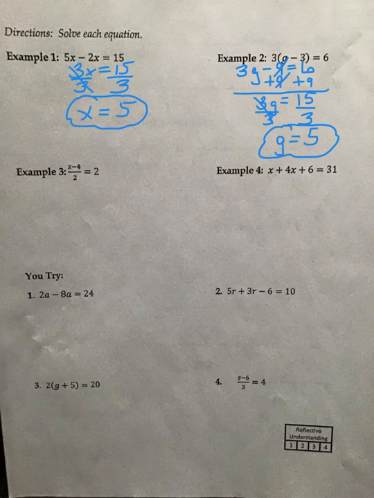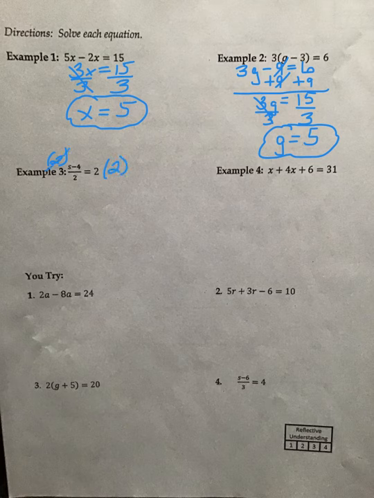Now let's look at example 3. Example 3, on the top we have s minus 4 divided by 2. So we have to start in this case by undoing the division. To undo dividing by 2, we're going to multiply by 2. There's not a lot of room, so I'll put it over here. We're going to multiply the left side by 2, and we're going to multiply the right side by 2.